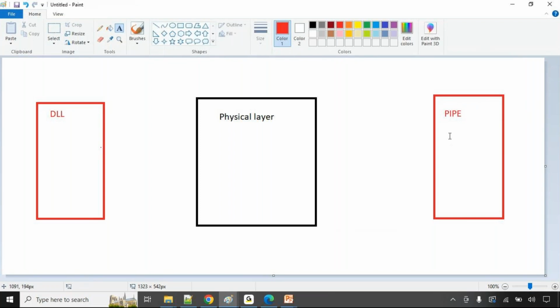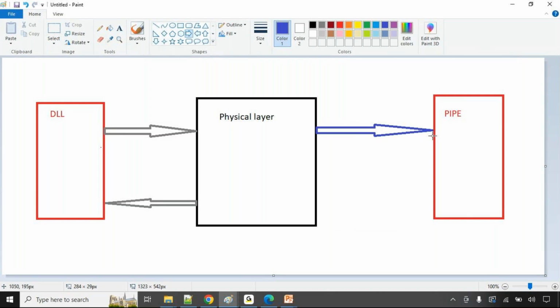So pipe stands for what? PHY interface for PCI Express. DLL is the data link layer. So with the data link layer, it has got two directional interfacing. What is the two directional interfacing? One is the receive path, one is the transmit path. Here, same thing. On this side, it has got one transmit interface to the pipe, one receive interface from the pipe.